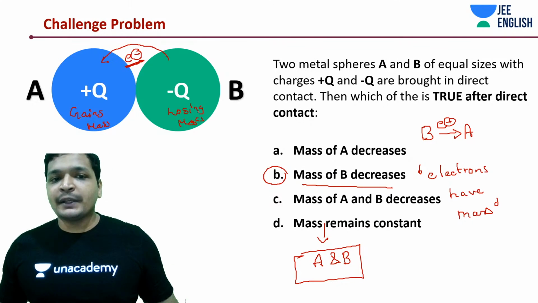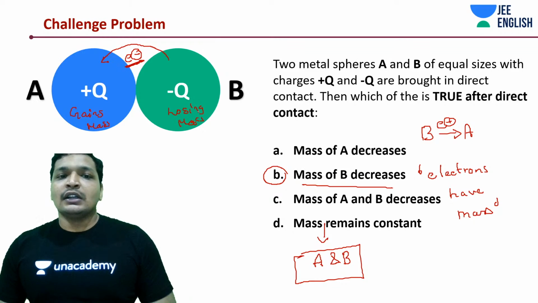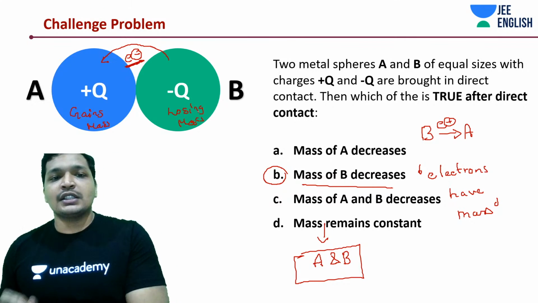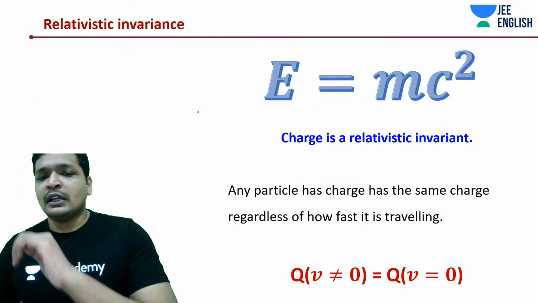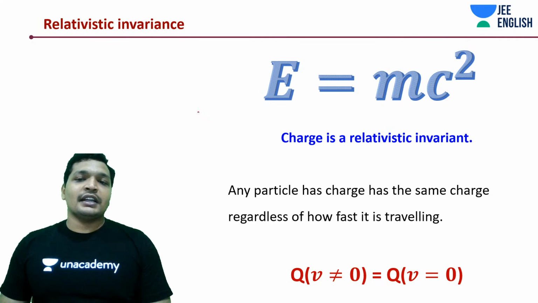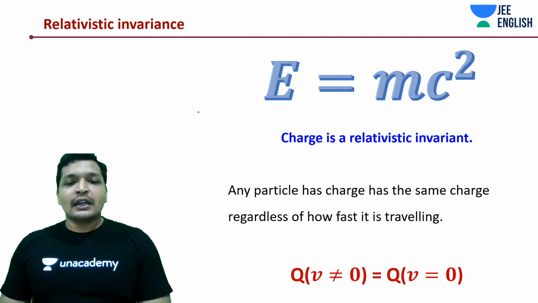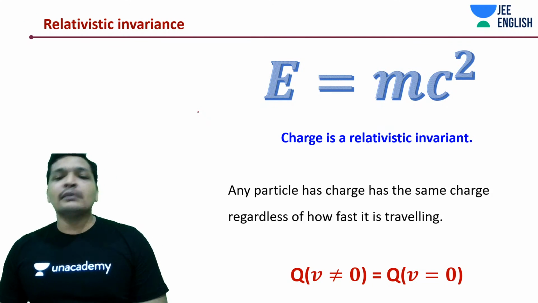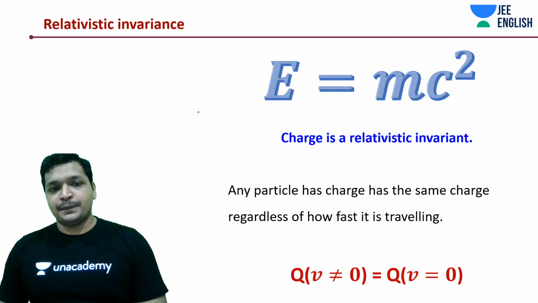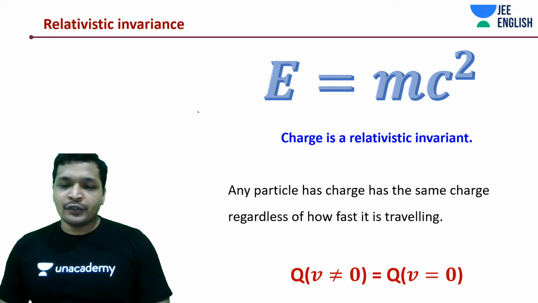Alright, these were the basic concepts that we covered: quantization of charge, conservation of charge, what is a charge, properties of charge, and the last and the most important one is that charge is relativistic invariant. What do I mean? Regardless of how fast the particle moves, the value of charge does not change, even though the mass does change.